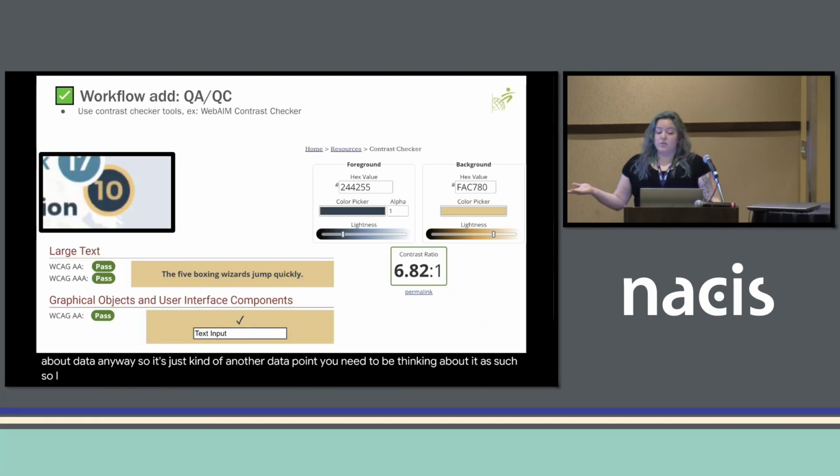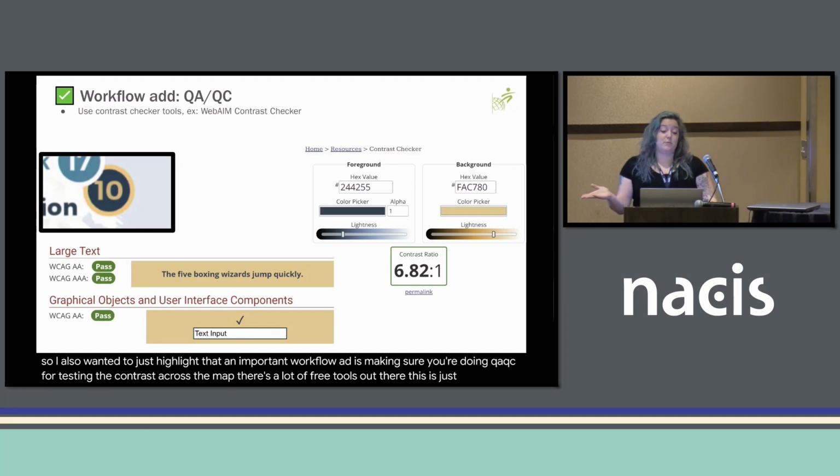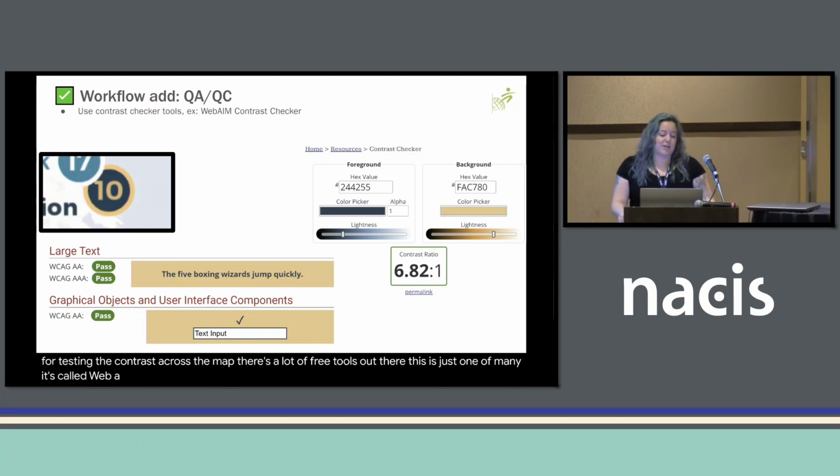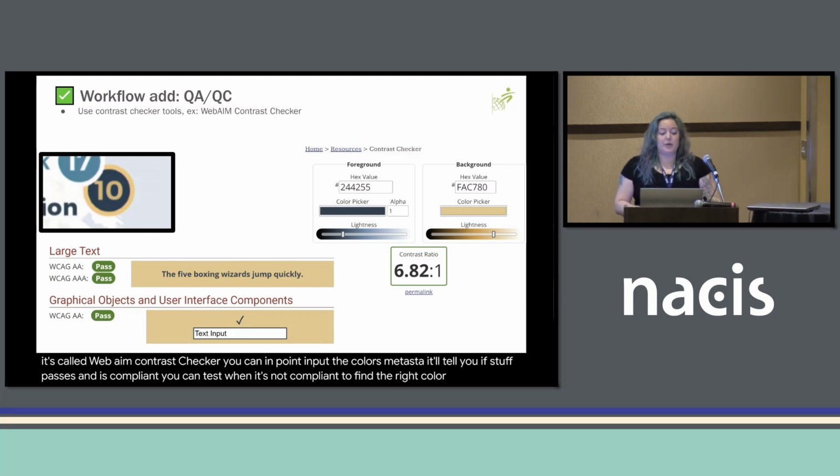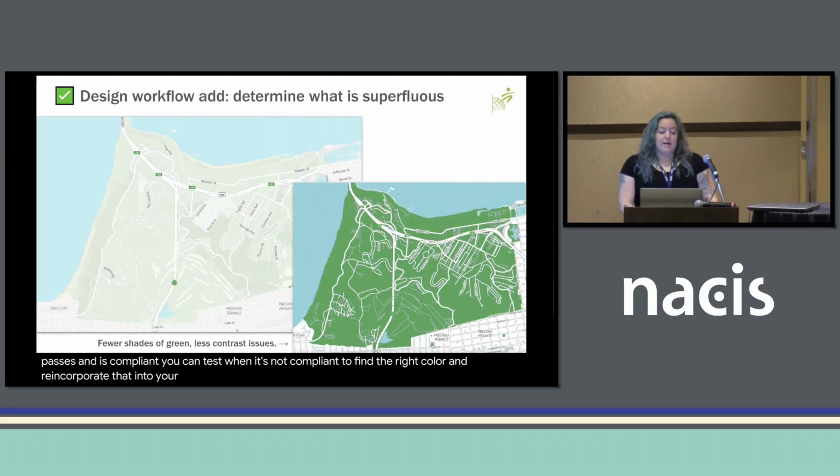So I also wanted to highlight that an important workflow add is making sure you're doing QA/QC for testing the contrast across the map. There's a lot of free tools out there. This is just one of many. It's called WebAIM Contrast Checker. You can input the colors, test it. It'll tell you if stuff passes and is compliant. You can test when it's not compliant to find the right color and reincorporate that into your map.